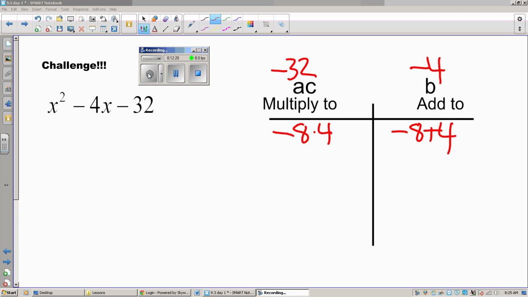And notice you could have done 8 times negative 4. 8 times negative 4 still equals negative 32, but it doesn't add to negative 4. That would have added to positive 4. But we're not adding to positive 4, we're adding to negative 4. So now, Jared, go ahead and write down the answer for us.